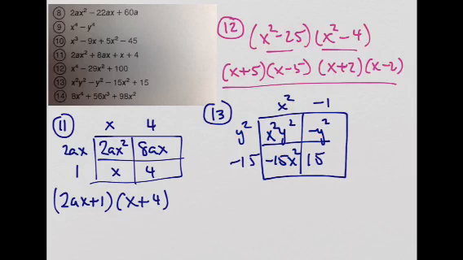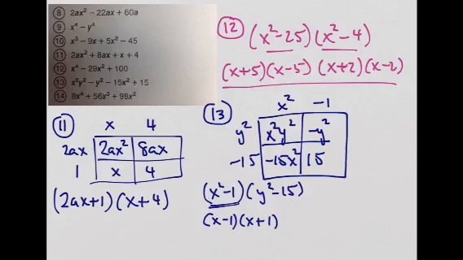And then I just check, is negative 15 times negative 1 positive 15? Yes. So my factors are x squared minus 1 and y squared minus 15. The x squared minus 1 is a difference of squares, so we're going to write that as x minus 1, x plus 1. This one is not a difference of squares, so we can leave it as it is, and that would be the answer.